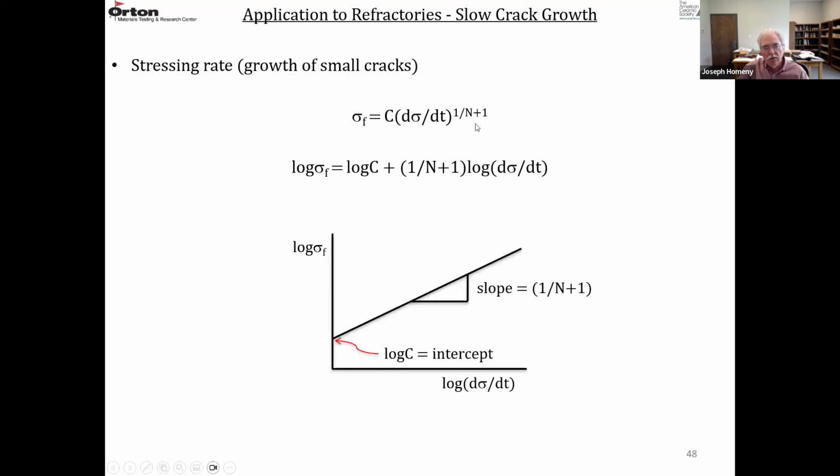So the log of this equation is shown here. The log of the fracture strength equals the log of a constant plus 1 over n plus 1 times the log of the stressing rate. So if you plot the log of the stress versus the log of the stressing rate, you get a curve that looks like this. The faster you stress it, the less time for cracks to grow, the stronger it is. And the slope is 1 over n plus 1. The intercept is the log of c. So you can calculate c and n.